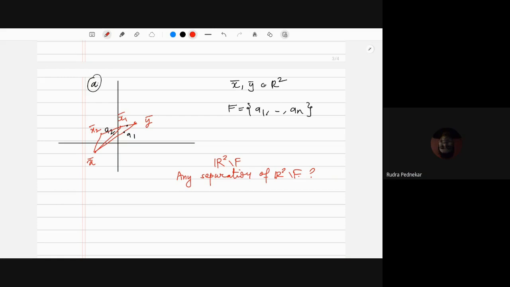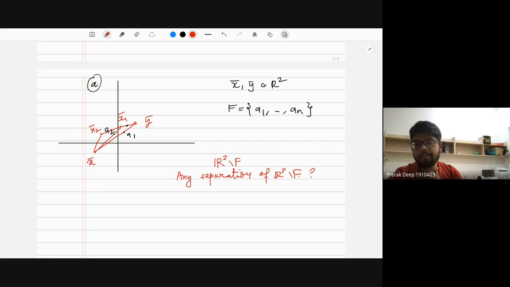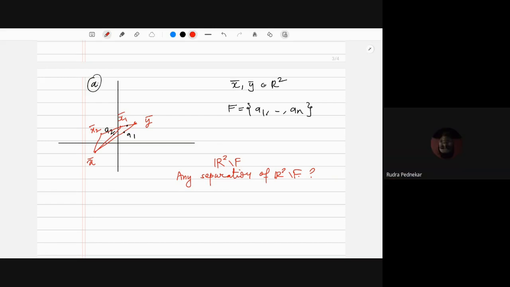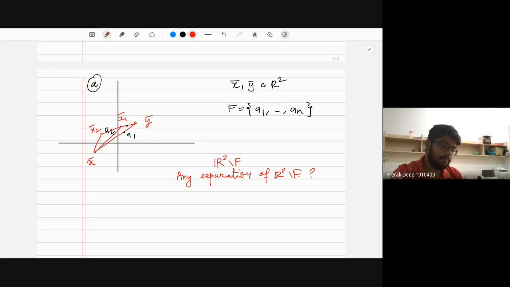Yes, sir. So there is no separation then, right? Yes, sir. No separation. And because I'm proving that it is path connected, and path connected implies connectedness, so you will get the connectedness.